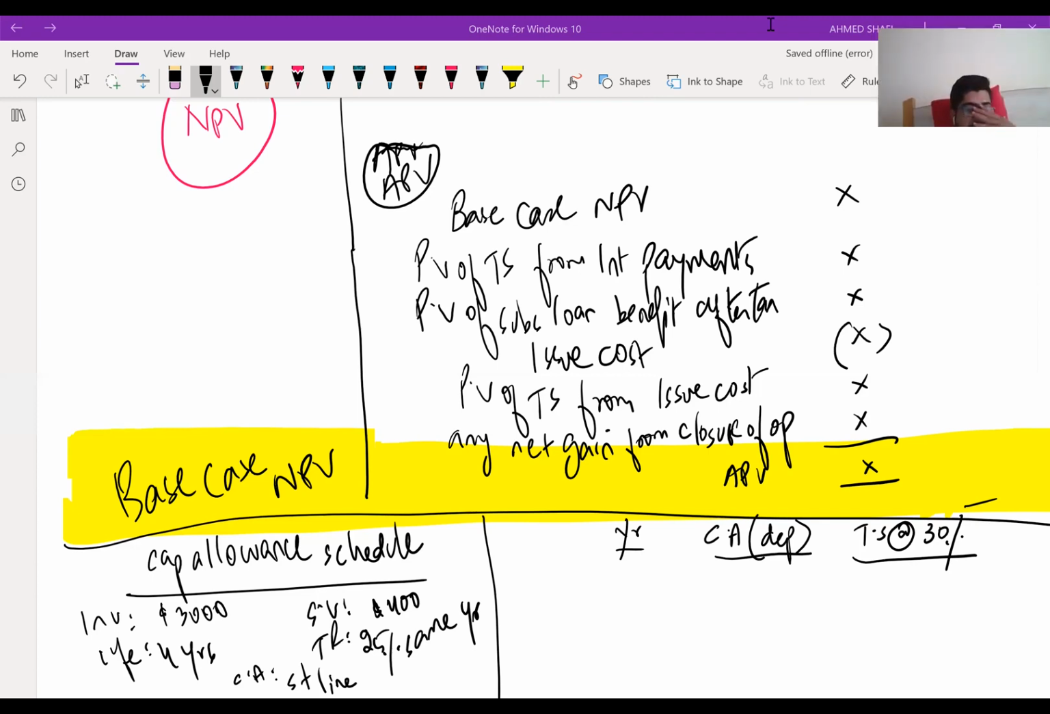So once you get the 5 things: investment, scrap value, life, tax rate, and capital allowances straight line, you need to make 3 columns for capital allowances: year, capital allowance in which we charge depreciation, and tax rate. So it's a 4-year life. Okay. Straight line method formula: cost 3000 minus scrap value 400 over life 4 years. Okay. It becomes 650 each year.